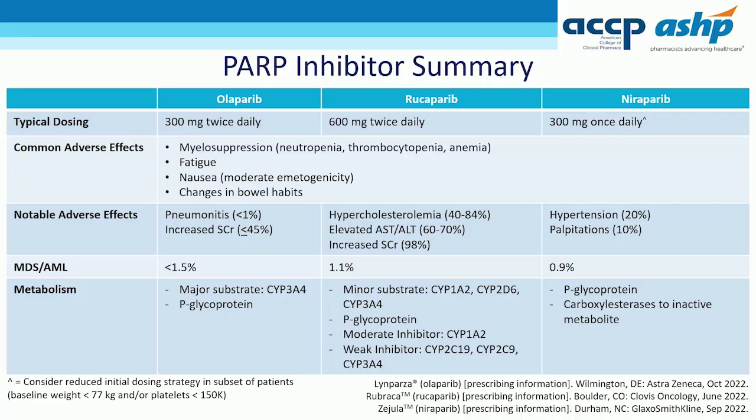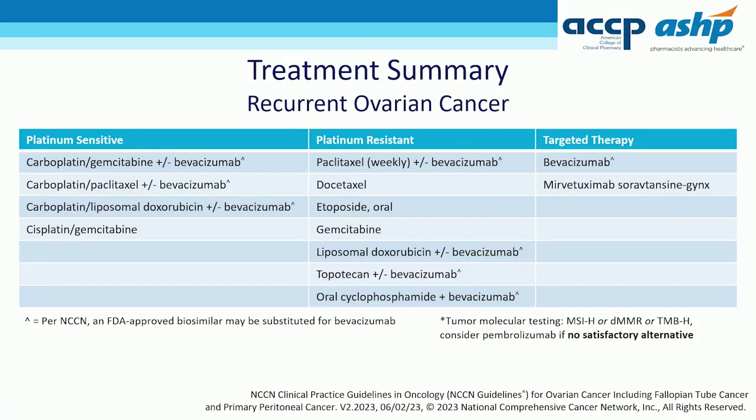It's a major substrate of CYP3A4, so we do need to think about drug interactions, and patients do need to be counseled to avoid grapefruit and grapefruit juice. Rucaparib does have CYP3A4, but it's only a minor substrate of it. It also has CYP1A2 and CYP2D6, so drug interactions are not as prevalent as what we see with olaparib. And then with niraparib, it's the P-glycoprotein, so in terms of drug interactions, it's not nearly as many that we have to worry about.